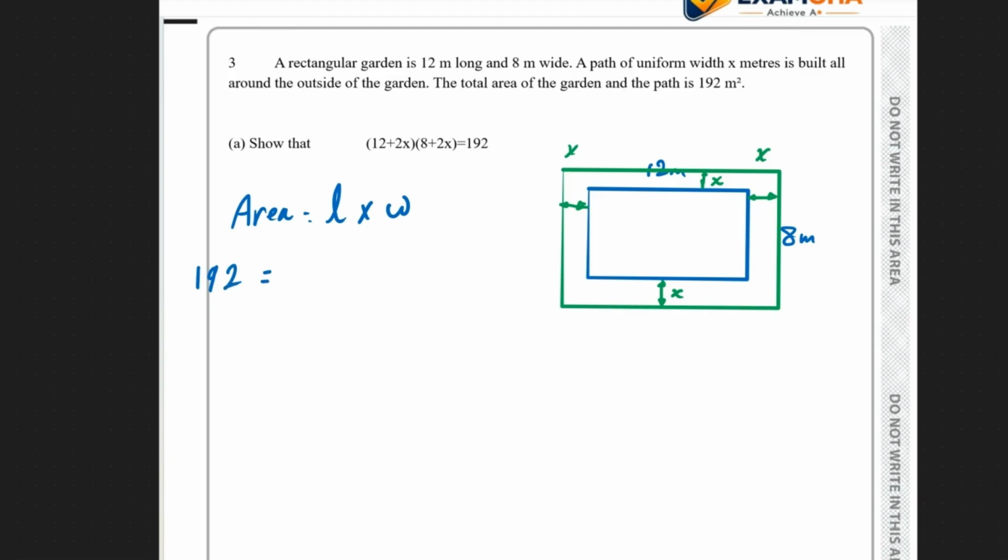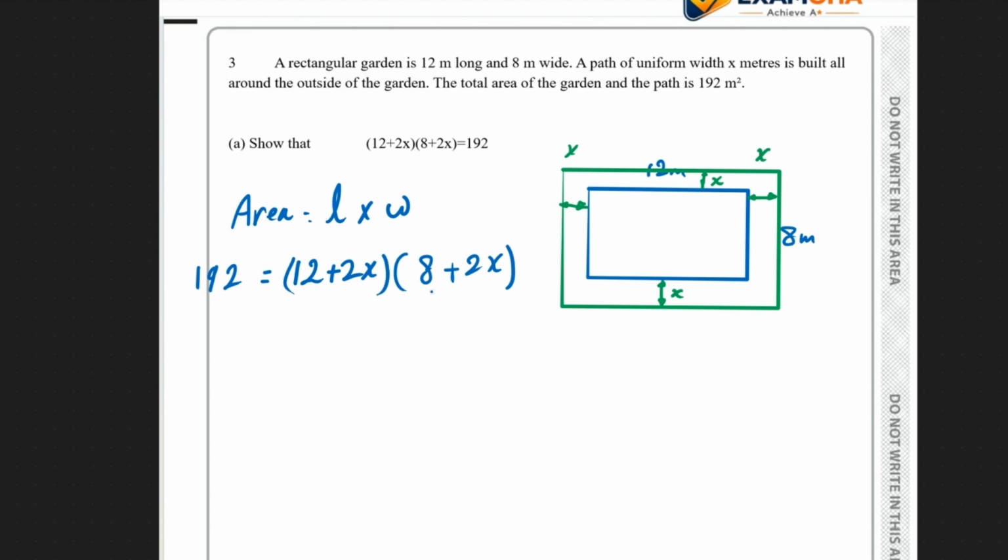So what is the total length here? If you look at your drawing, you can find this is 12, this x, and this another x here. So this is the length: 12 plus 2x, times width. And what is the width here? The width here is this one 8 and x here, and there is x there as well. So x and x, 2x plus 8, that makes the width 8 plus 2x.